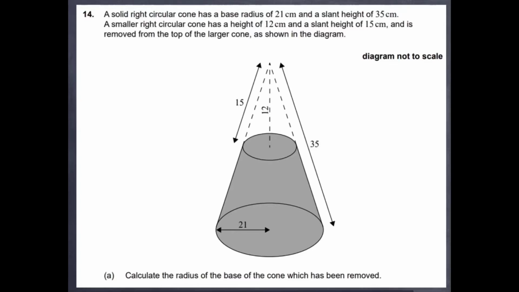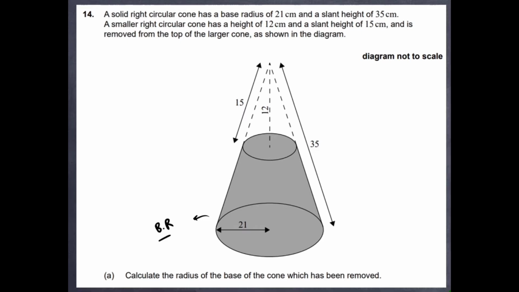So here a solid right circular cone has a base radius of 21 centimeter. As you can see here, the base radius is 21 centimeter. This is the base radius, and the slant height is 35 centimeter. This is the slant height. A smaller right circular cone has a height of 12 centimeter and a slant height of 15 centimeter.